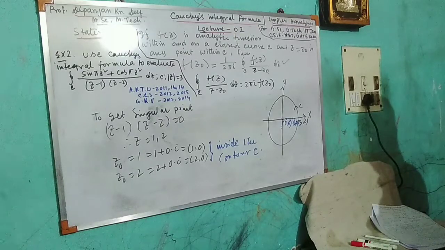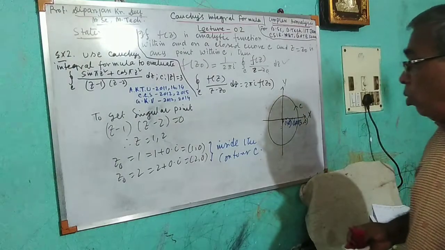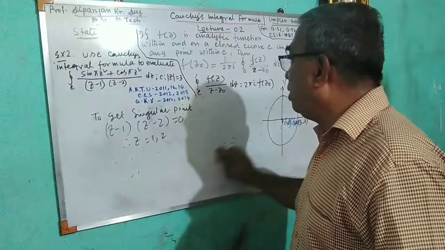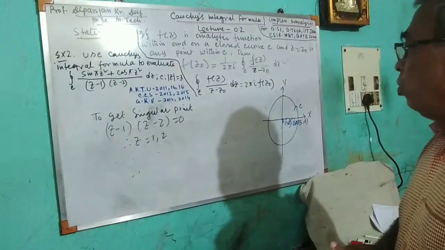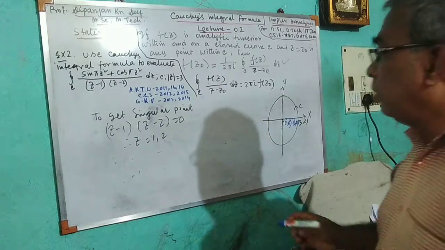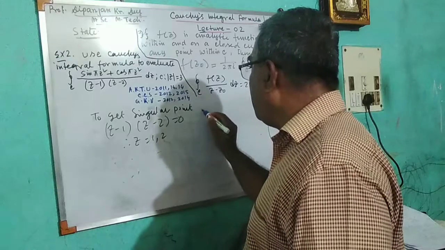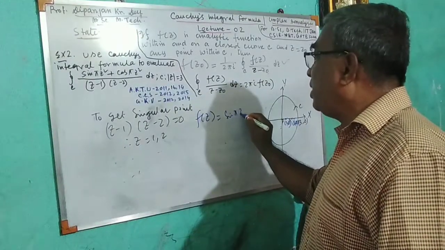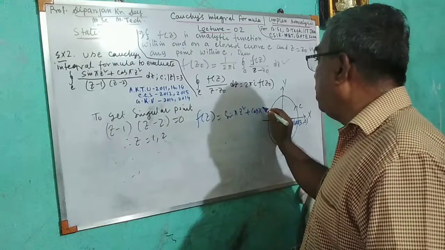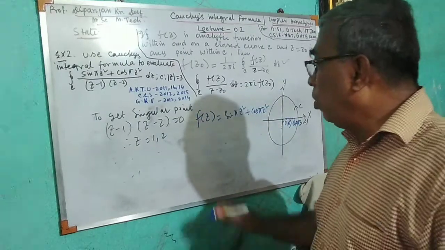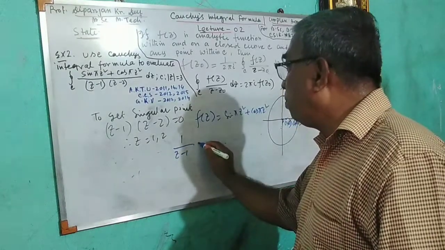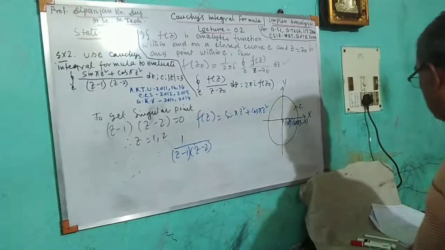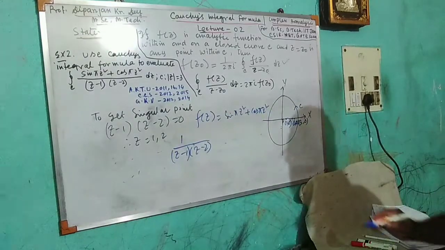Now, how to apply it actually here. The points are inside the circle. Now, I am removing this part. Now we have to see what f(z) is actually here. f(z) equals sine of pi z square plus cos of pi z square. This is f(z). Now, 1 by (z minus 1) into (z minus 2). You have to break this into partial fractions.